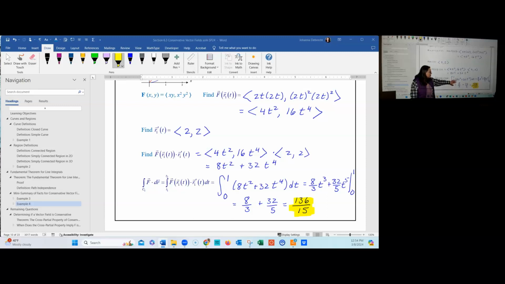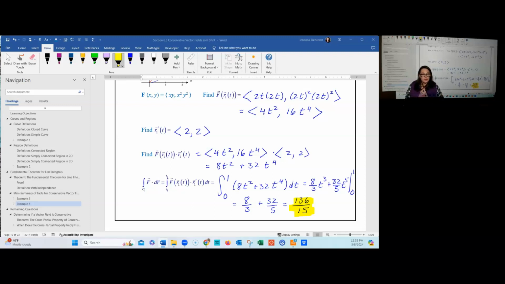from 0 to 1. When I integrate, I get 8/3 t cubed plus 32/5 t to the fifth, evaluated between 0 and 1, which gives me 8/3 plus 32/5, which is going to give me 136 divided by 15. This is the value of the vector line integral along the path going directly from the origin to 2, 2 along the line y equal x.